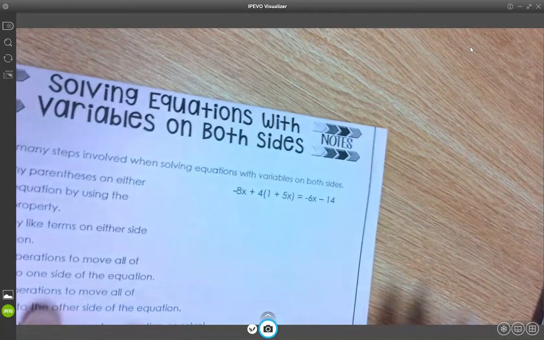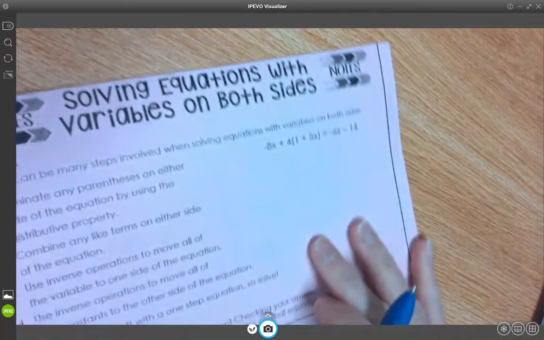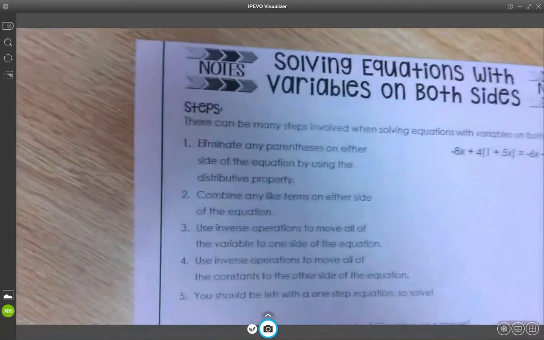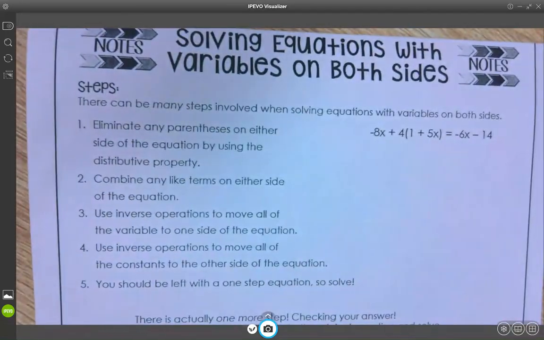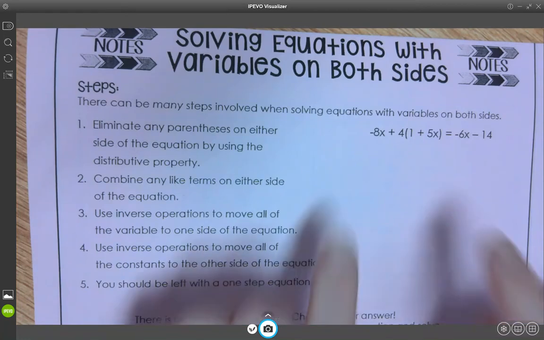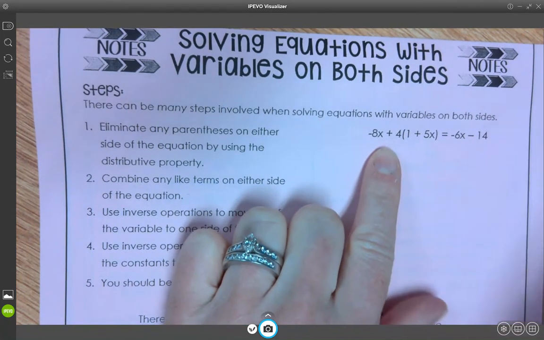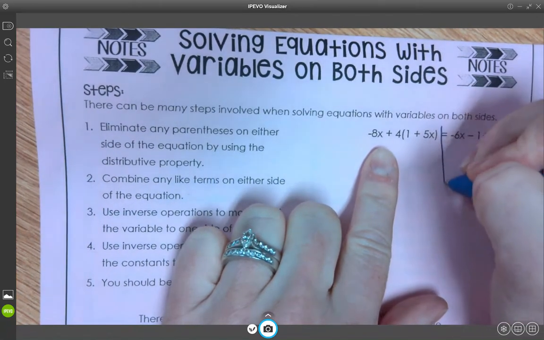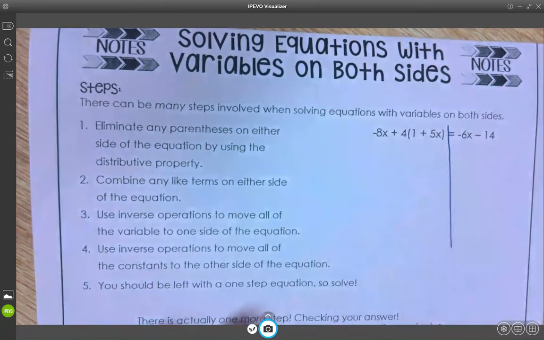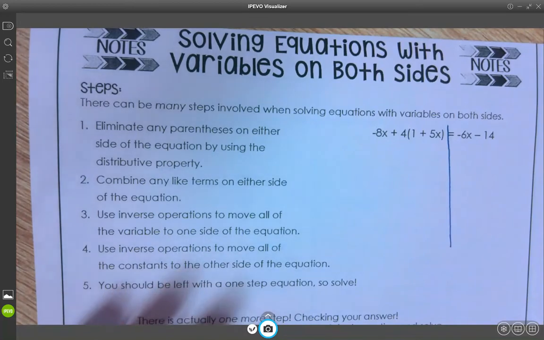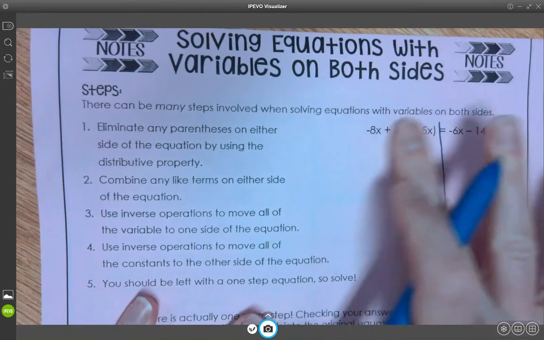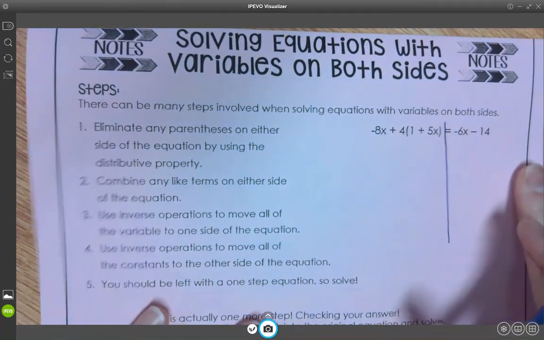We are going to solve equations with variables on both sides. There can be many steps involved when solving equations with variables on both sides. So let's look at what we have here. First thing you want to do is draw your line down your equal sign. That way you can see it a little bit clearer. You have your left-hand side and your right-hand side.